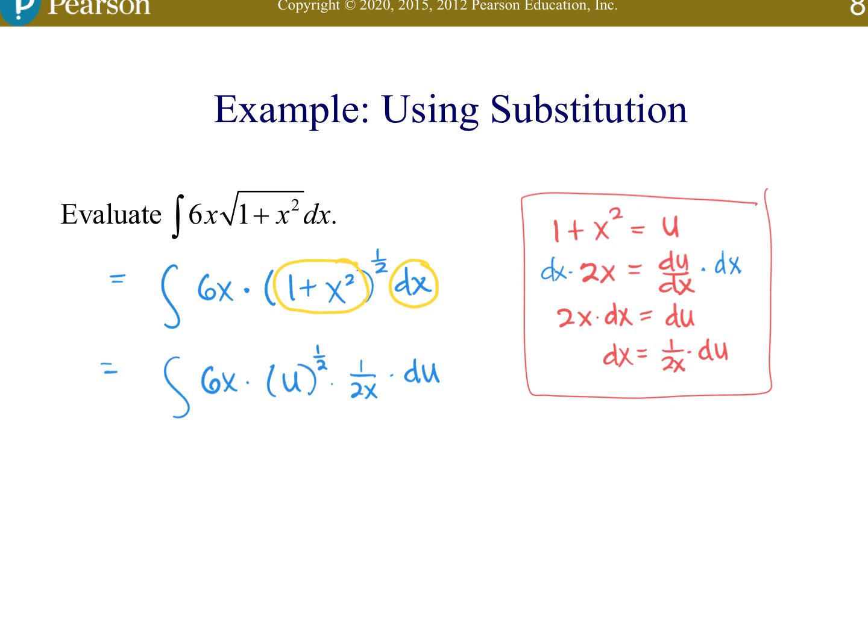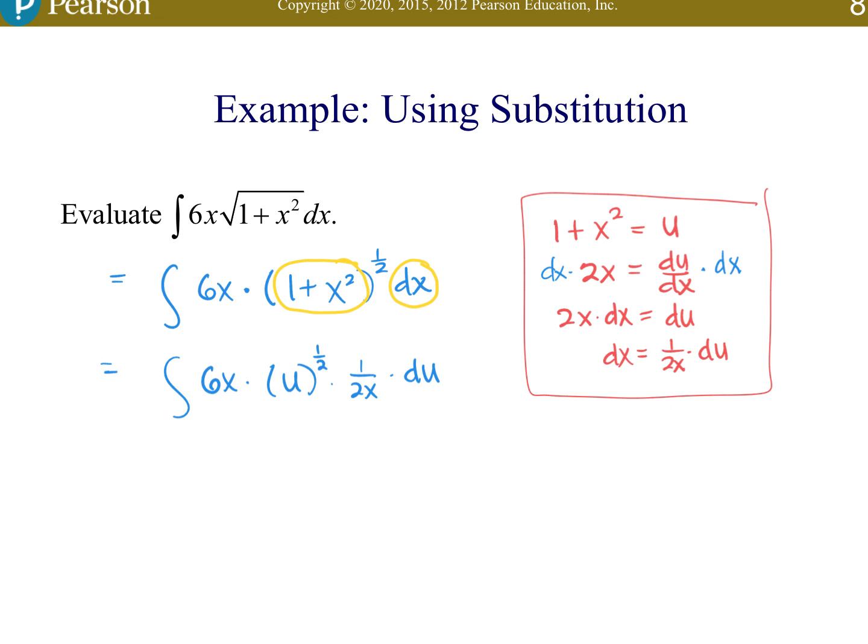Why do we need not worry about that 6x? It's going to reduce with what other term? 1 over 2x. And what will I be left with? 3. That will always happen. It should always happen. You should always be able to reduce so that what variable is the only variable left? A u. That should be it.